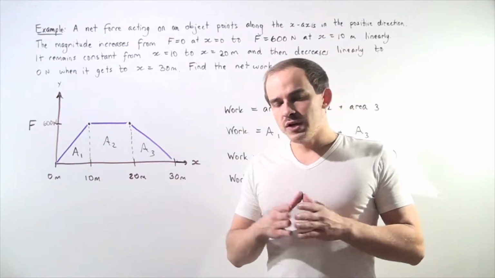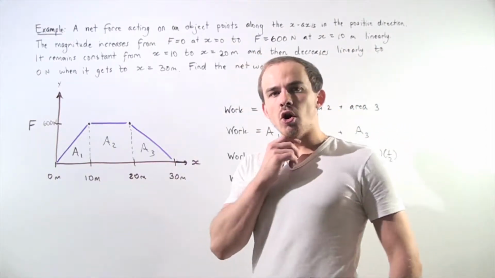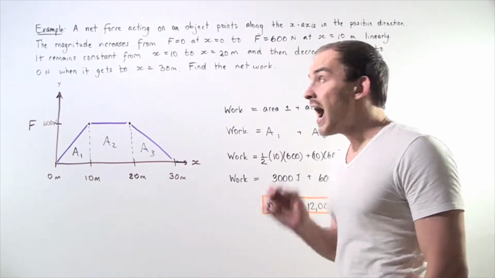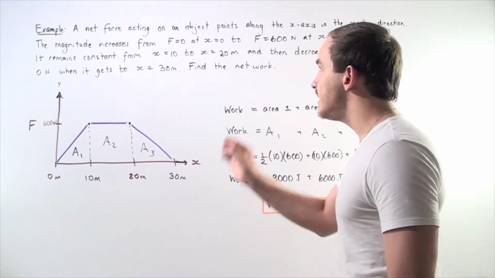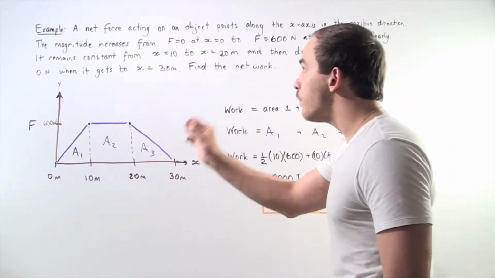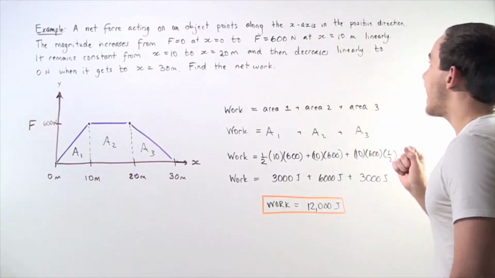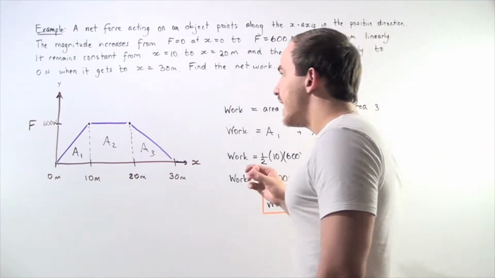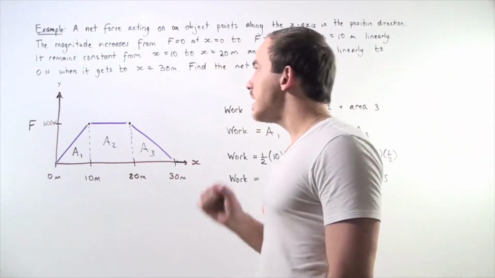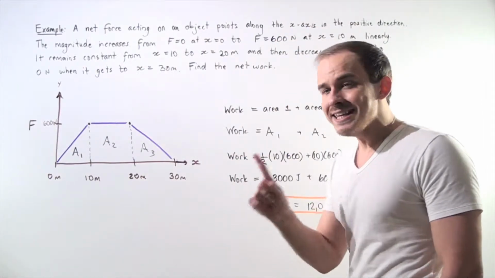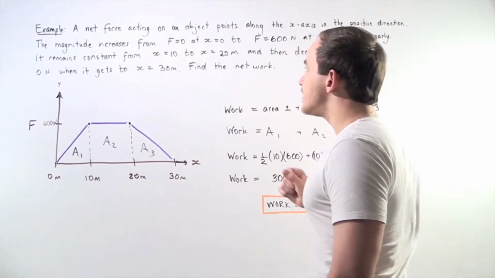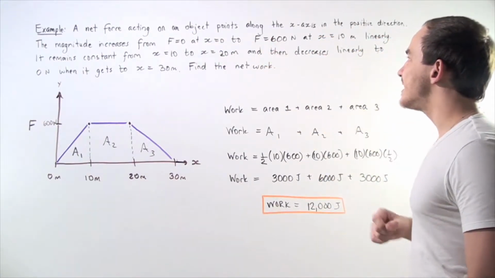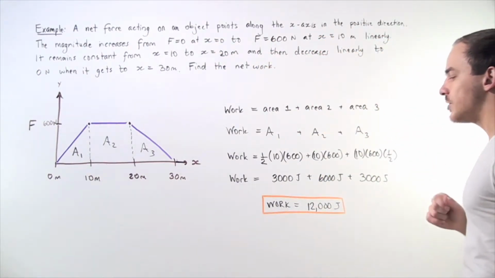So let's say we have an object that's moving along the x-axis in the positive direction, and a non-constant net force is acting on that object, and that force points along the x-axis in the same direction as the motion of the object. Now, the magnitude of the net force increases linearly from force equals 0 at x equals 0 meters to force equals 600 at x equals 10 meters.